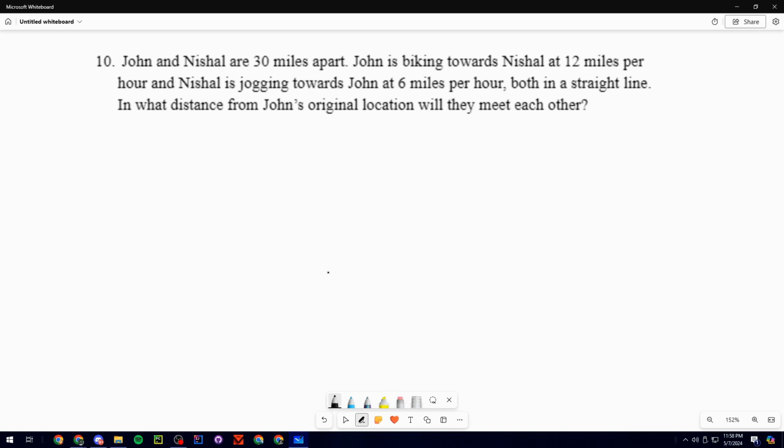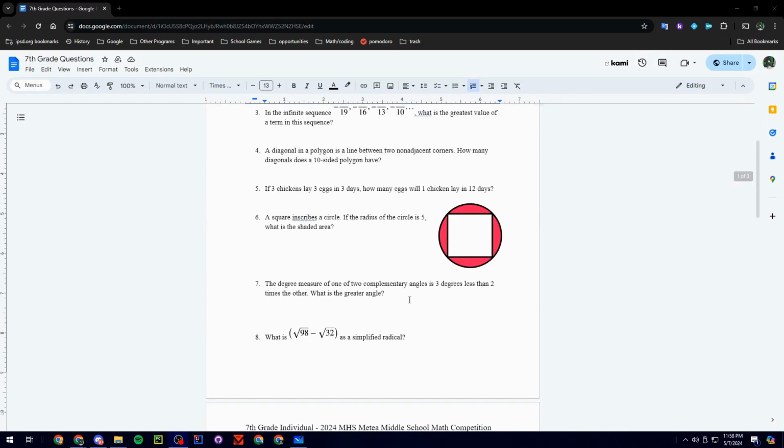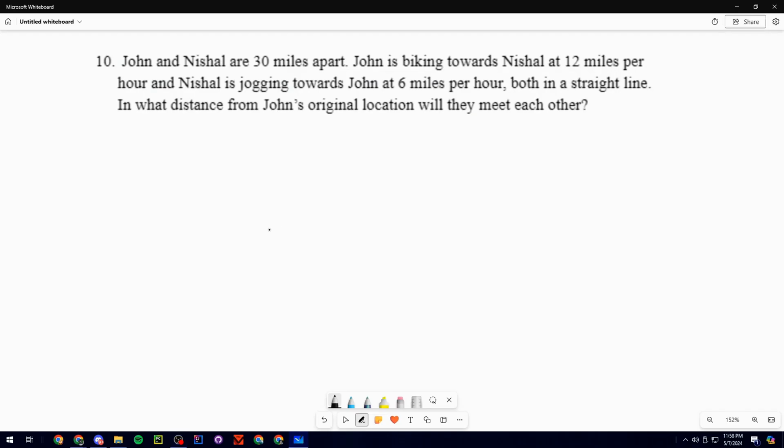Now, you might be like, okay, in problem, I don't know, which problem was it? 5, we talked about the idea of d equals RT. So the thing is, d equals RT is one way you can use to solve this problem. How would you do it? Just be like, okay, well, I'll just have J as a variable for distance traveled by John, and then n for Nishal. You know that J plus n is equal to 30, and then you can solve for your individual rates.